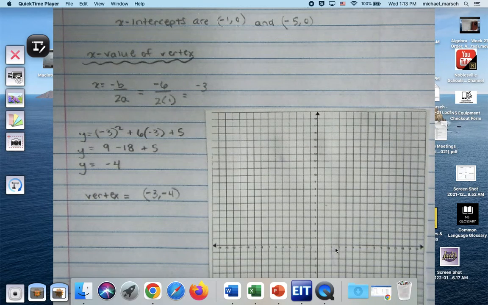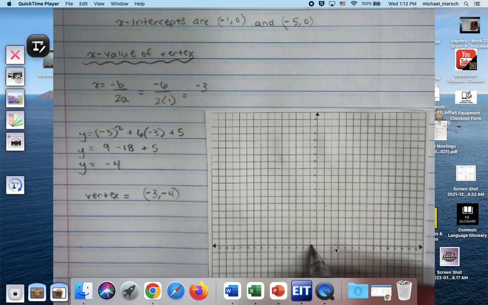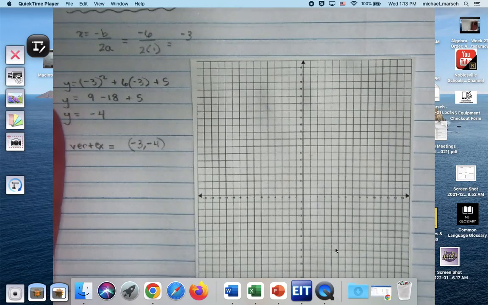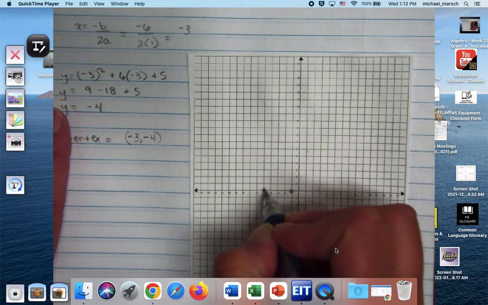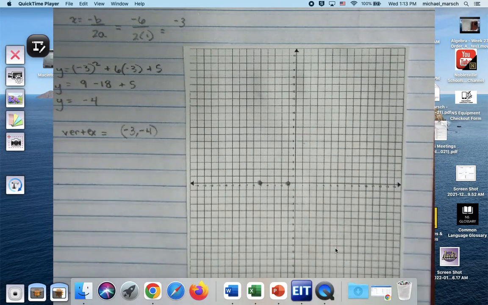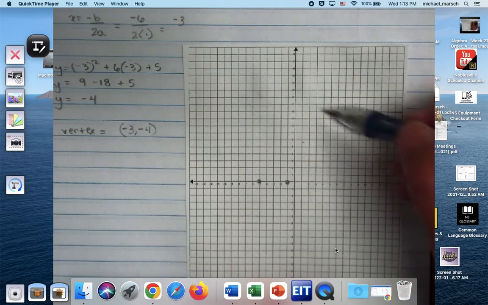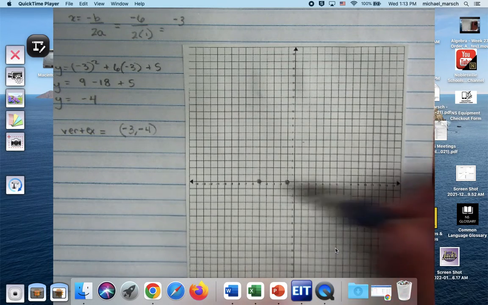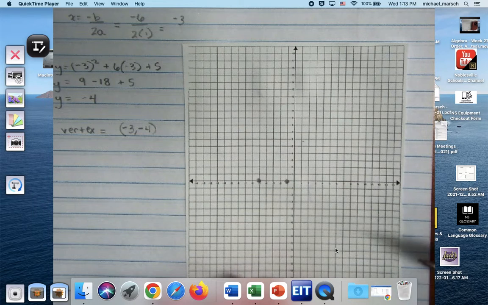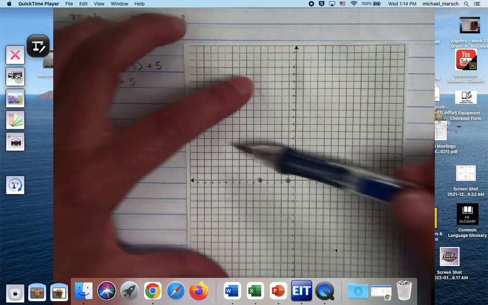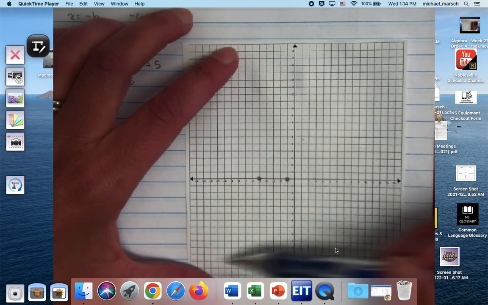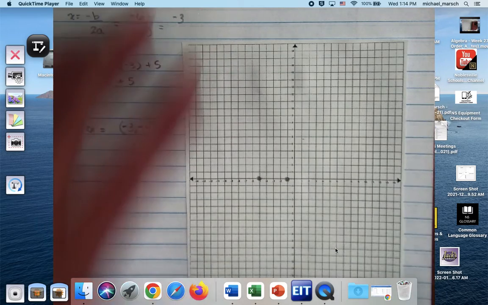So then I'm going to graph this as best I can. I'm going to plot my x-intercepts. I'll zoom in on this for you. Negative 1, 0, negative 5, 0. If you want to cut out just a section of this coordinate plane because it won't fit, that's fine. It's up to you. We draw an arrow, that's fine. Or like that, it's really going to be in this section here. So if you just want to cut out a window from here, you can do that.